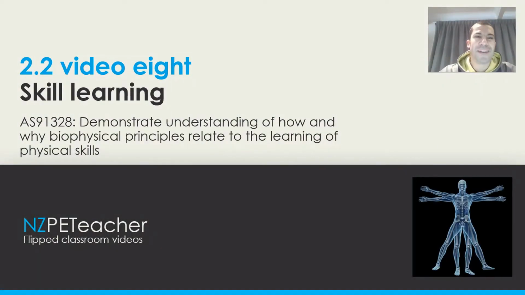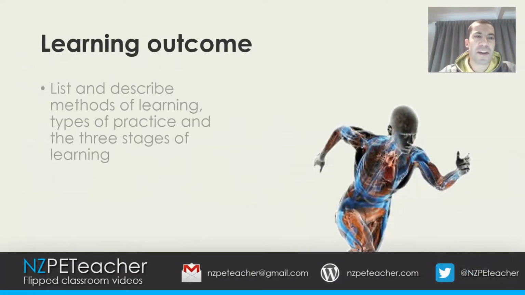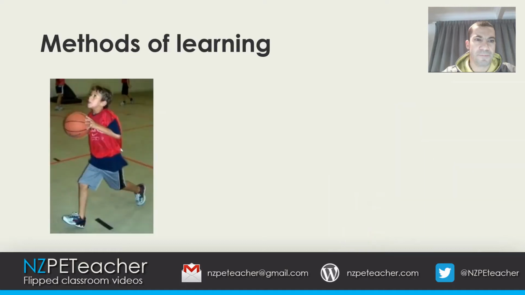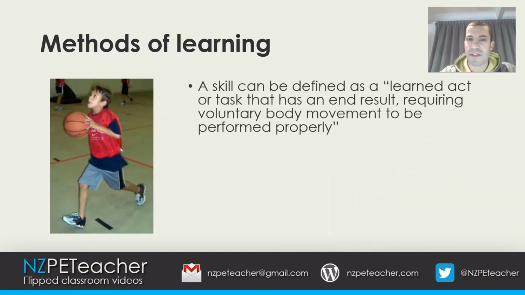Kia ora team and welcome to our 8th video on Achievement Standard 91328. Today we are looking at skill learning. Learning outcome for today is to be able to list and describe methods of learning, types of practice and the 3 stages of learning. Alright, let's look at methods of learning.